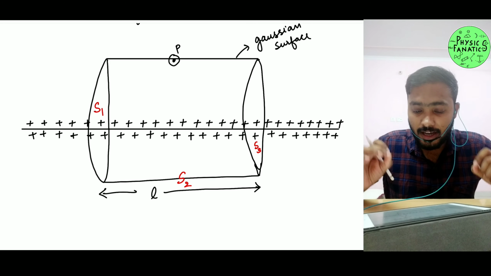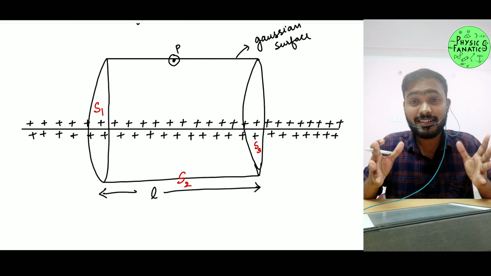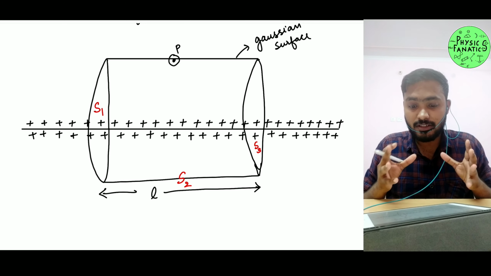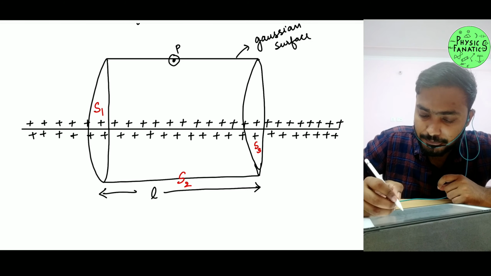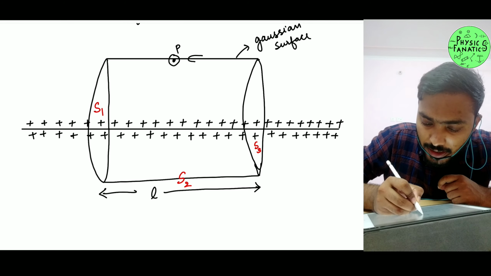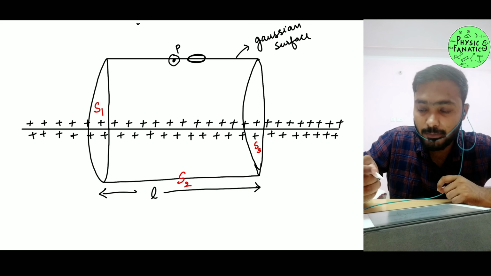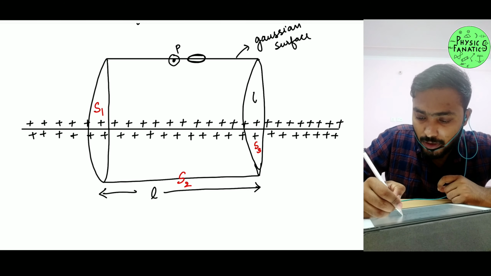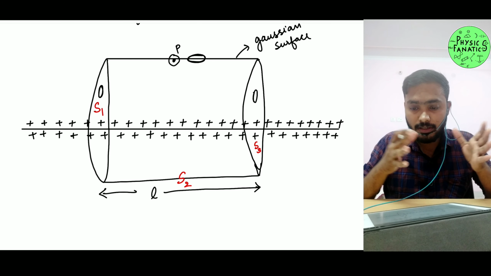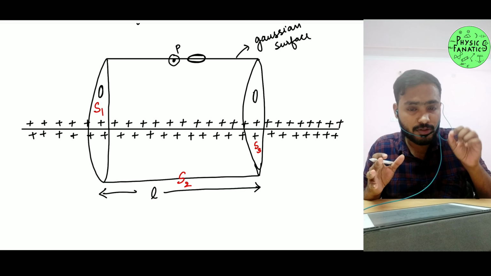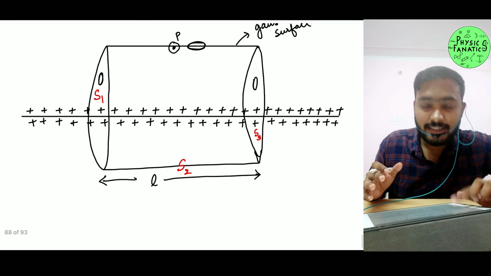After that I have to talk about a small area, just like we did in the case of the spherical shell. I'm going to assume a very small area for my surface S2, for my surface S1, and for my surface S3. As I have divided my Gaussian surface into three different parts, I have to assume a small area along those surfaces. So let's first write the Gauss law.